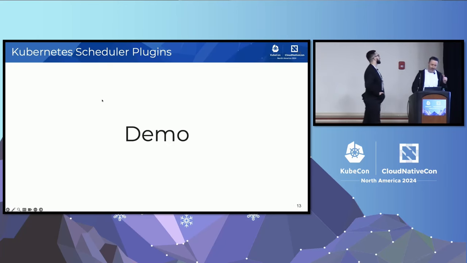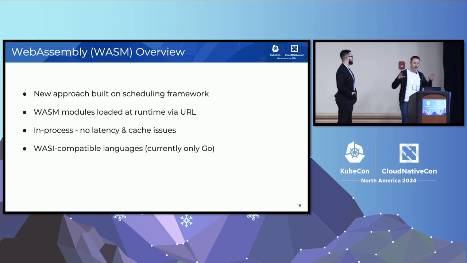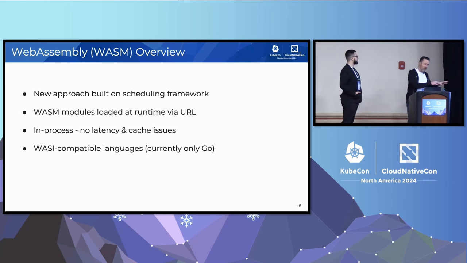OK. So WASM plugins. That's the third method for extending your Kubernetes scheduler. You can do it through something called the WASM extension plugin. That's a little bit confusing, but this is a plugin not written in WASM, written in Go, which integrates directly with the scheduling framework, exactly like what Dejan showed you. And you build it once, you deploy it once.